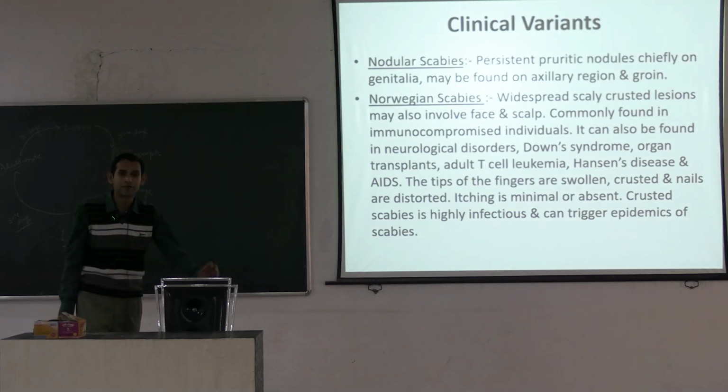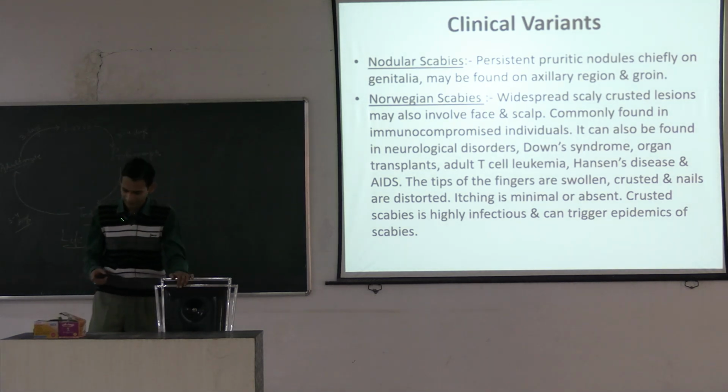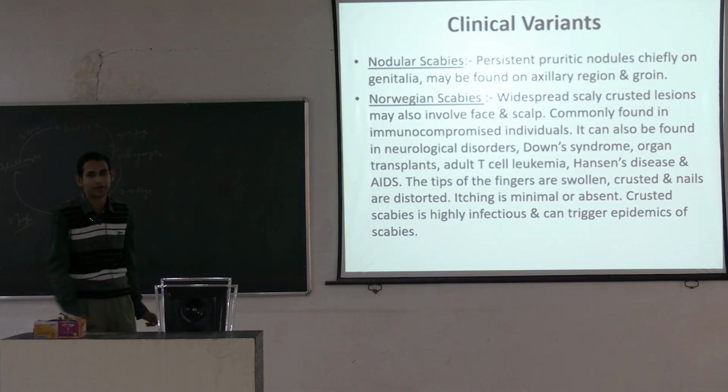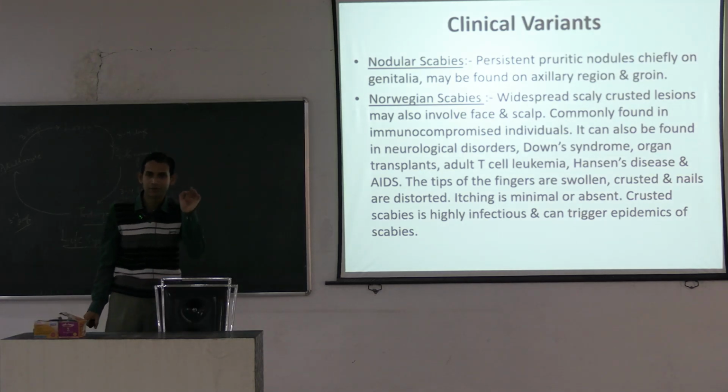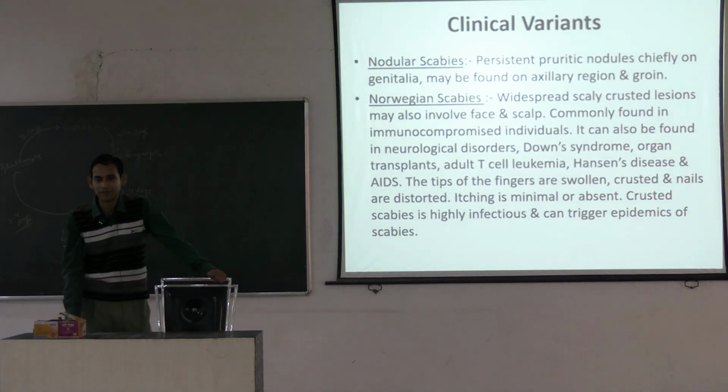Now coming to the clinical variants. There are many clinical variants, but the most important thing you have to remember is the two most important aspects, that is the nodular scabies and Norwegian scabies. So what is nodular scabies? Nodular scabies is a persistent pruritic nodule, chiefly distributed over the genitalia, may be found on the axillary region and the groin. So it is a solid persistent pruritic nodular lesion, roughly 5 to 8 millimeter in size, mainly distributed over the genitalia and also found in the armpits or axillary region.